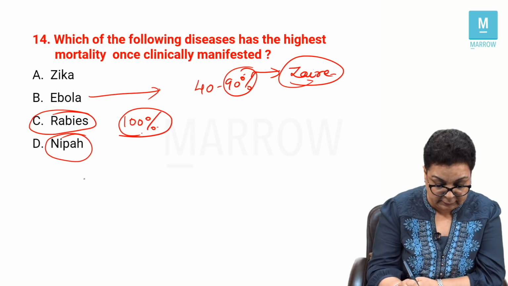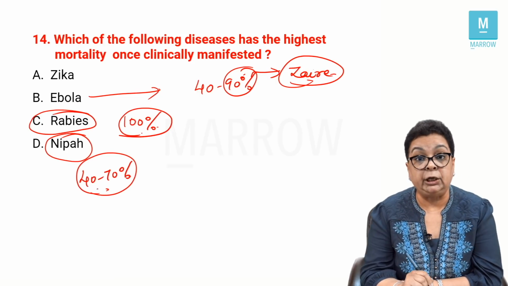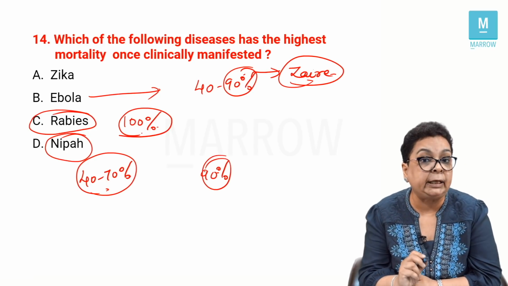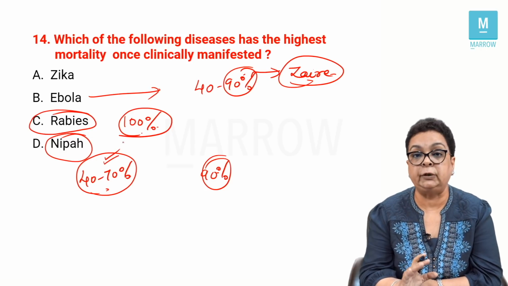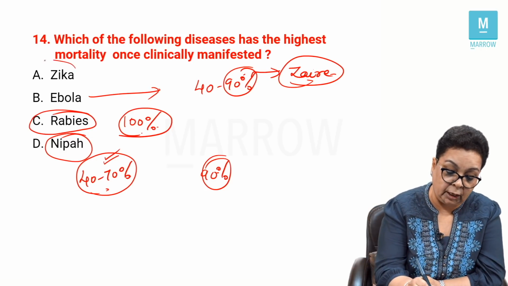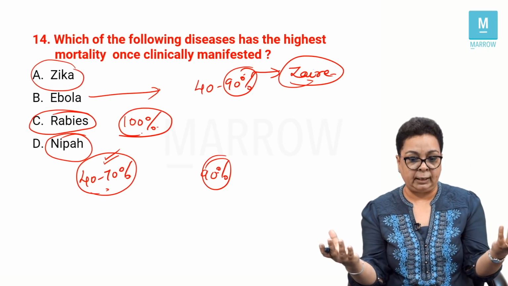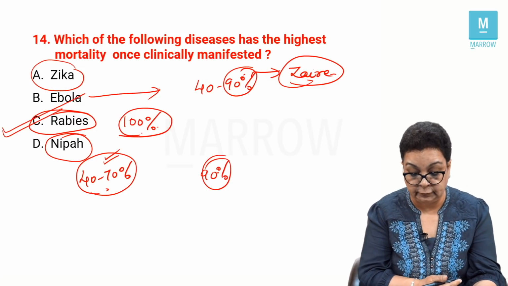Nipah virus, yes, has 40 to 70% mortality. It was as high as 90% when the outbreak occurred in Kerala in 2018, but that's the average mortality of Nipah virus. Zika has hardly any mortality associated, just a mild febrile illness. So our answer here is rabies, 100% fatal.